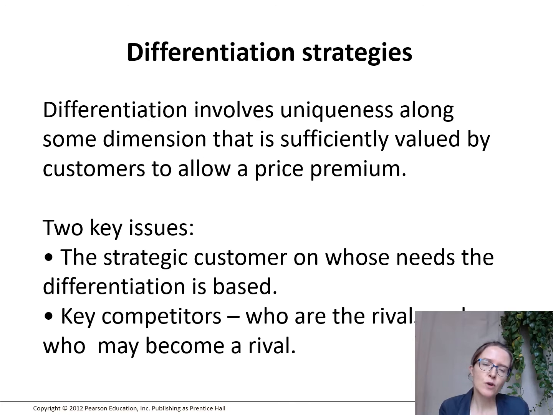So then if we move on from cost leadership and talk about differentiation, what do we mean by that? So when we're talking about differentiation, this involves uniqueness along some dimension that is sufficiently valued by customers to allow a price premium. So there are two key issues we need to take into account here. So the strategic customer on whose needs the differentiation is based is one issue. And the other issue is key competitors. So who are the rivals and who may become a rival?